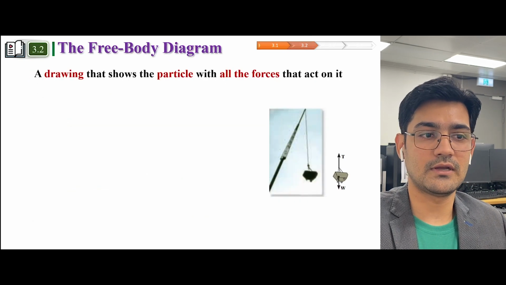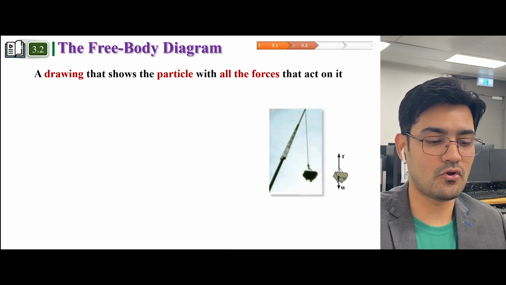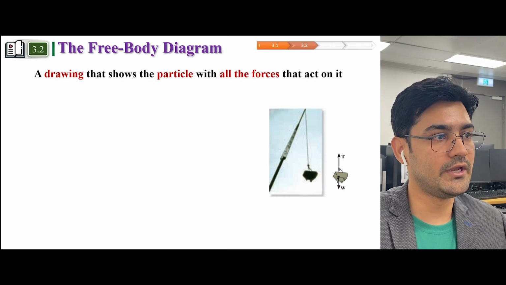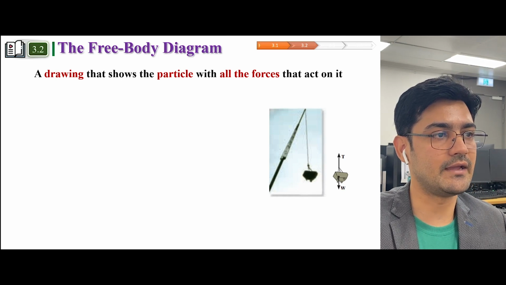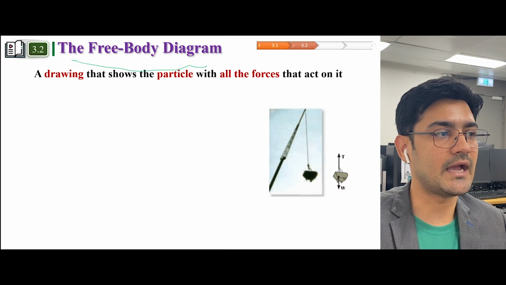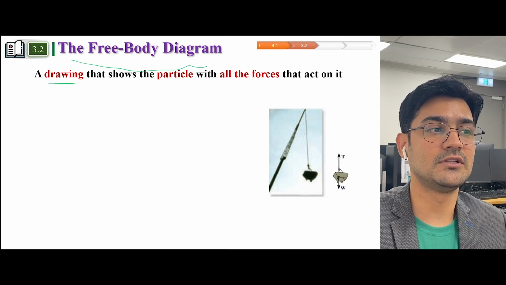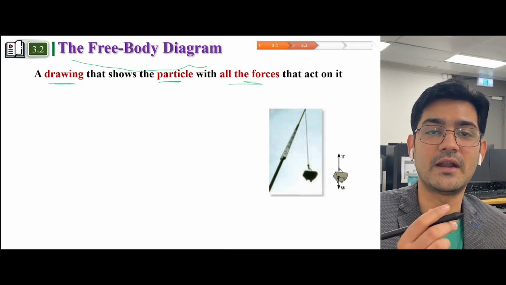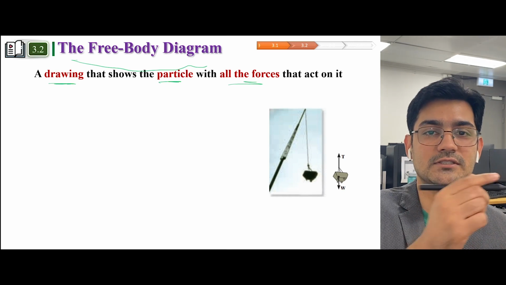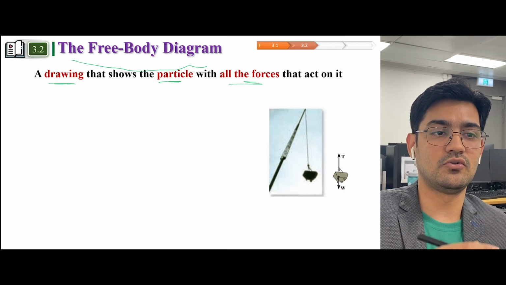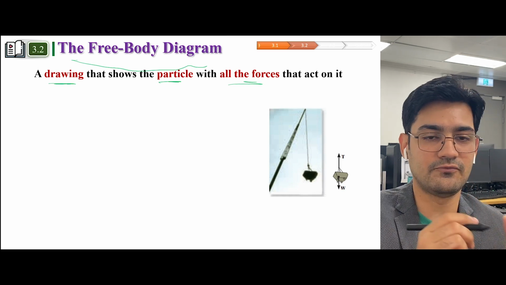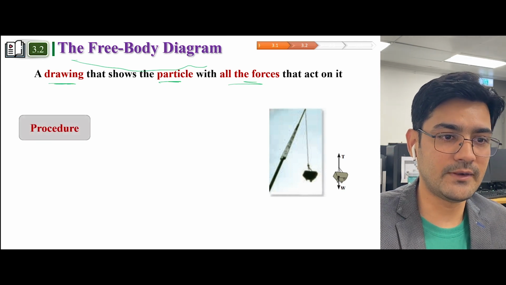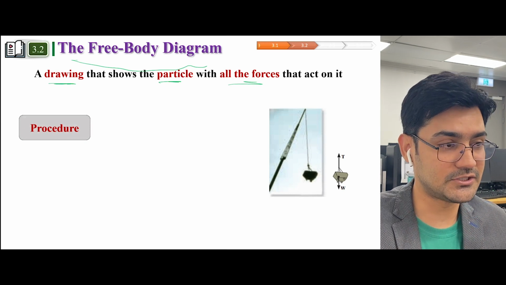Okay, so how do we know all the forces are zero or not, how do we figure out if a particle is in equilibrium or not? We use the free body diagram. A free body diagram is actually a drawing that shows the particle with all the forces that act on it. So in order to know if a particle is in equilibrium or not, we need to know if the summation of forces is zero or not. To figure this out, we need to draw a free body diagram. We can draw a free body diagram in 3 simple steps.